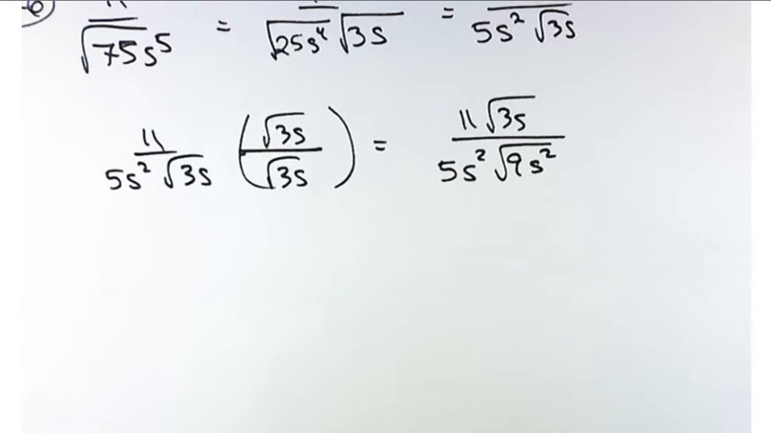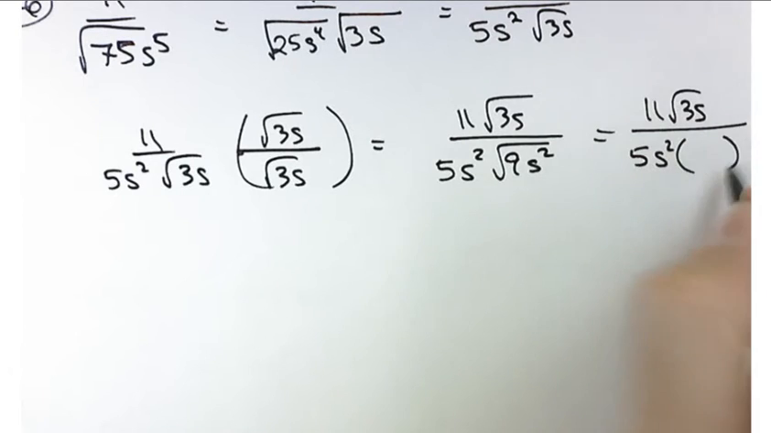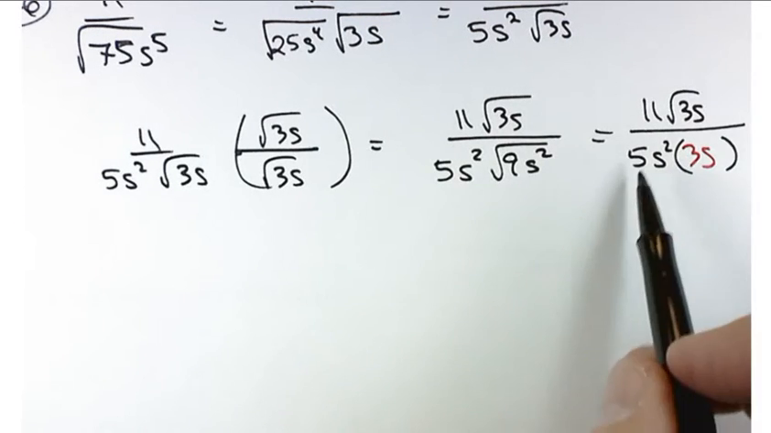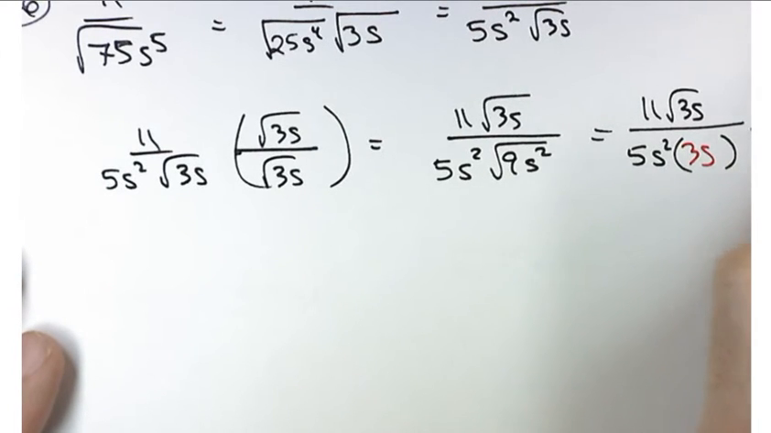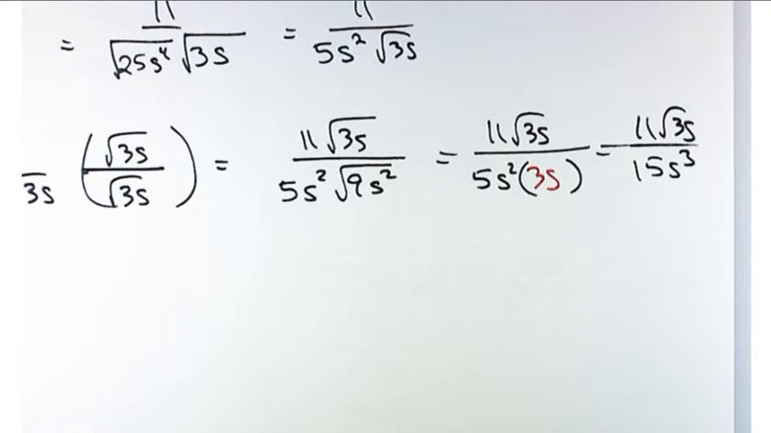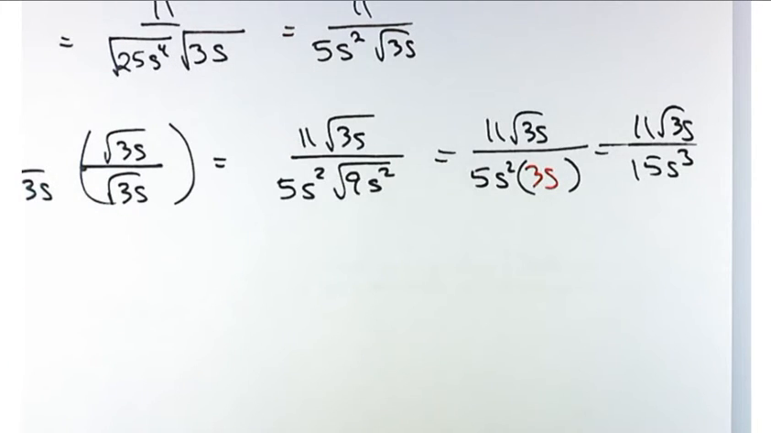See if you can't anticipate me. Square root of 9s squared, Lisa? 3s, thank you. 3s, good. And last but not least, 3s times s squared, 15s to the third. Okay, not so bad there. But I think it made it a lot friendlier of a problem to simplify the radical first as opposed to trying to multiply both numerator and denominator by the square root of 75 s to the fifth. That would have been a real pain.